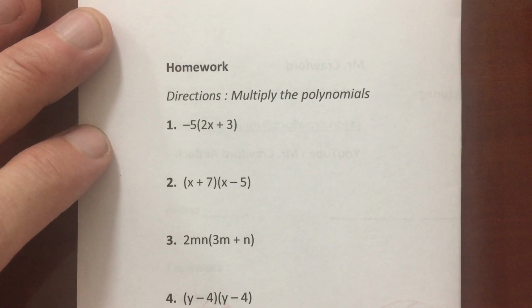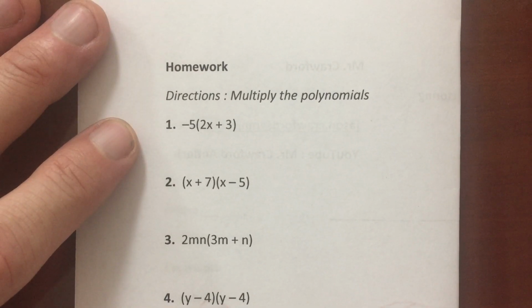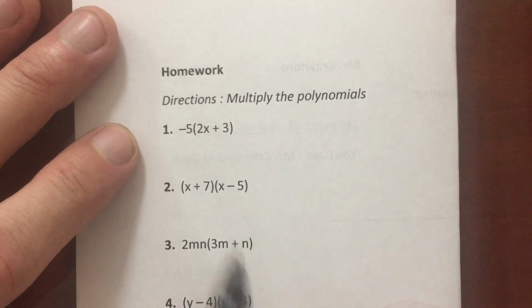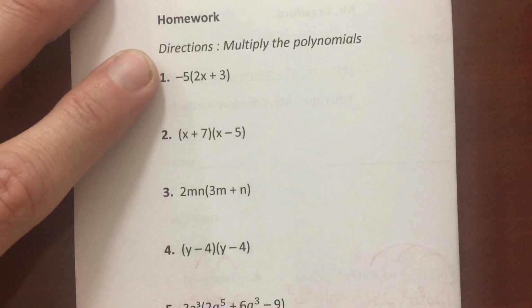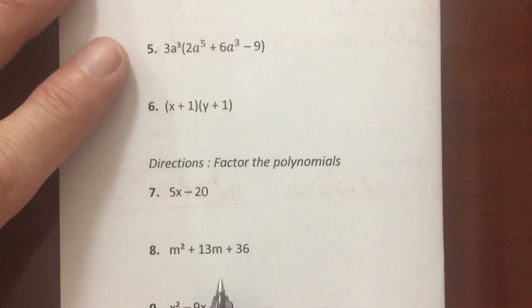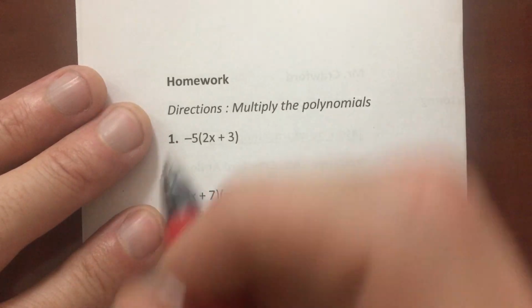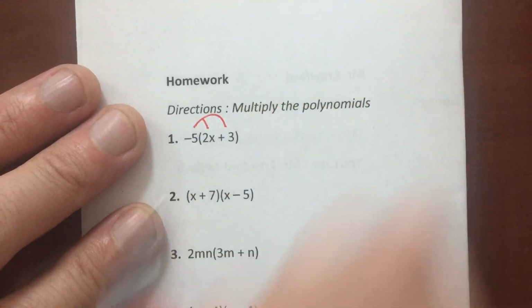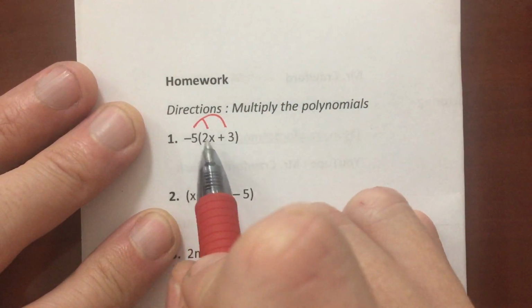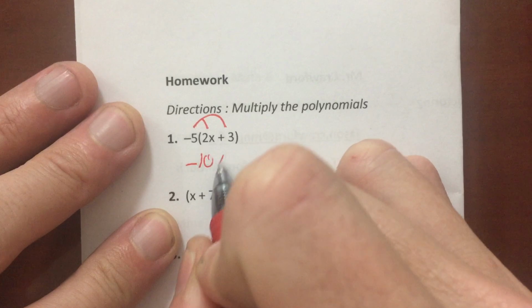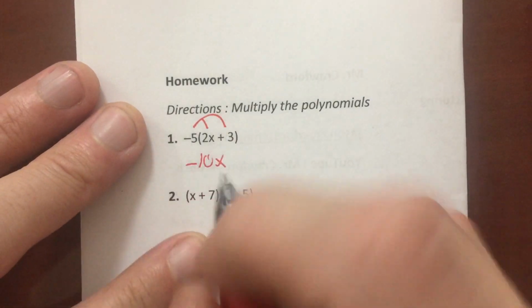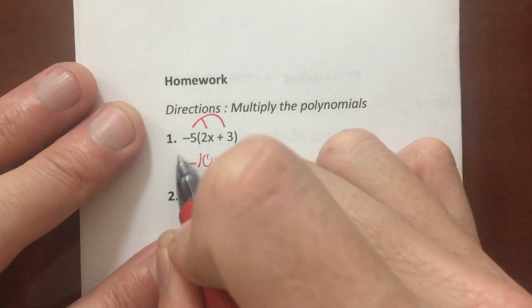All right, part 2, the backside, the homework section of Integrated Math 2's Practice 3. For the first 6, I've asked you to multiply these various polynomials, and for the last 6, I've asked you to factor them. So let's go through each one. Number 1, we have to distribute -5 into the parentheses. -5 times 2x is -10x, and -5 times +3 is -15.